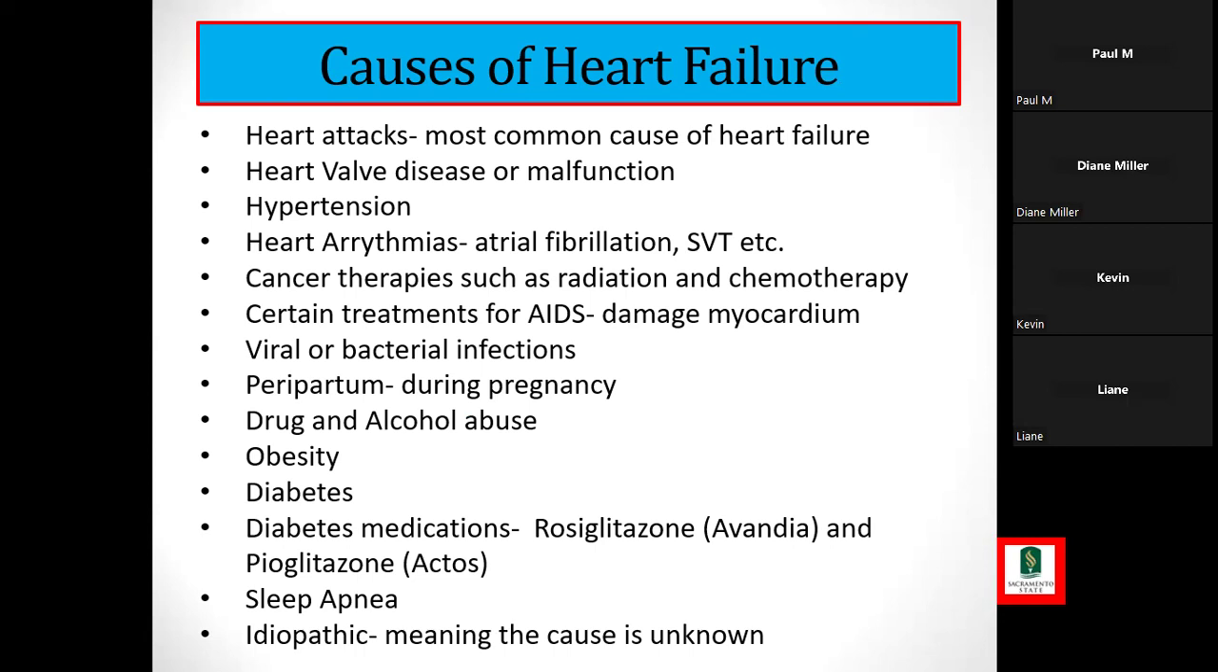Heart attack, number one. Heart attack, most common cause of heart failure, right? So, bad idea, John. It was one of your worst decisions ever in life. Bad choice.